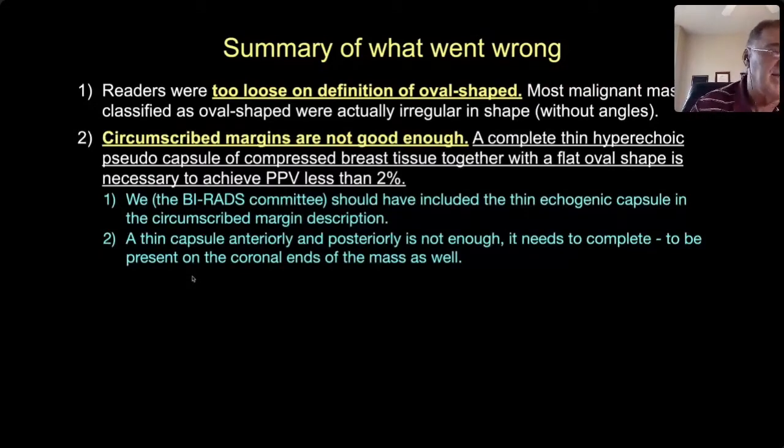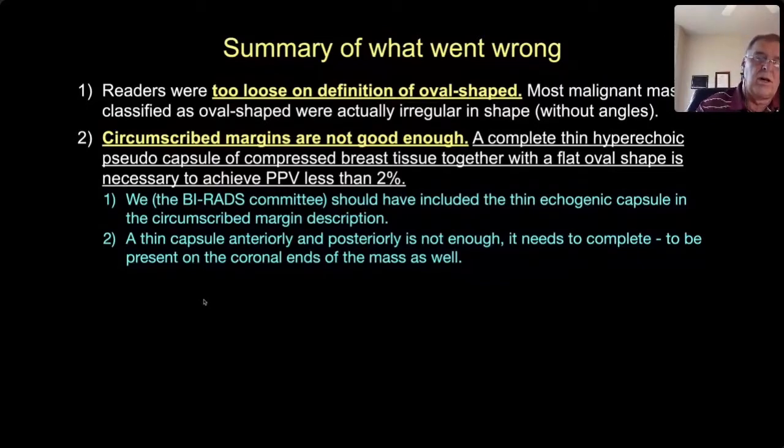The second part is a deficiency in BI-RADS. I was on the BI-RADS committee, but for God knows what reason, we decided to remove the thin echogenic capsule. Catastrophic, terrible mistake. Circumscribed margins without a thin capsule do not have a good enough negative predictive value. You really have to look for that thin echogenic capsule, and I hope we come to our senses in the next version of BI-RADS and put the thin echogenic capsule or thin hyperechoic capsule back in.